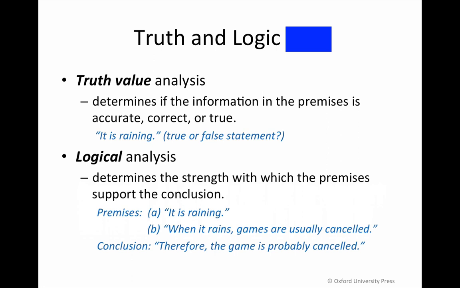In other words, the conclusion of an argument is said to be true based on the support it's gotten from the premises, not on any features of the world, any facts about the world. So that's why we distinguish between a truth value analysis and a logical analysis. When we're looking to see whether or not a sentence is actually true, we're looking to see if the information in the premises is accurate, correct, or true. It is raining is either true or false.